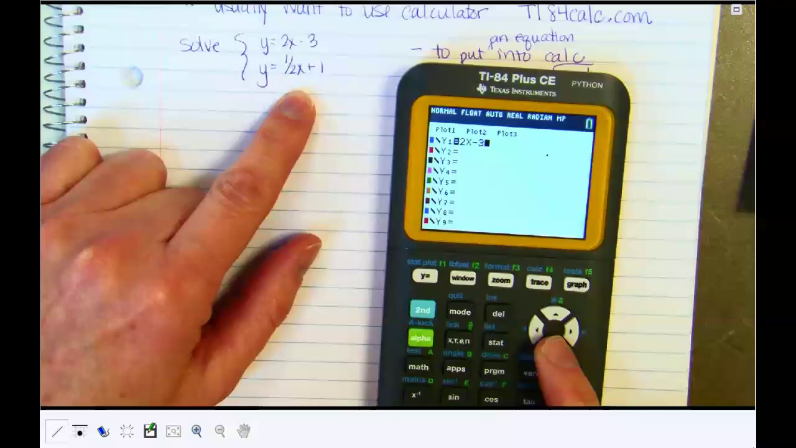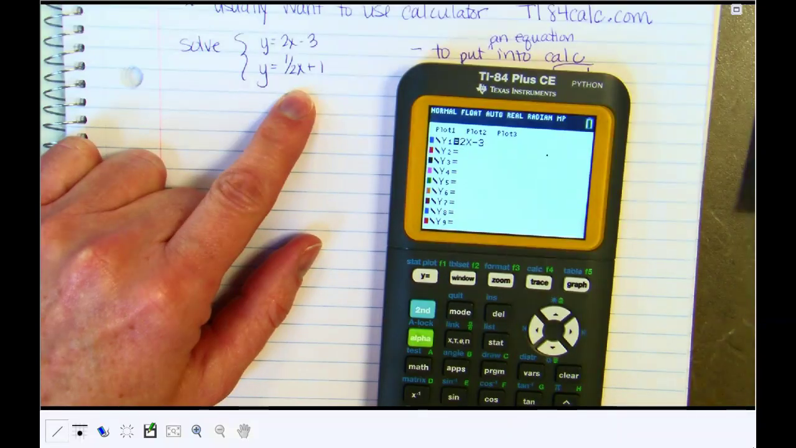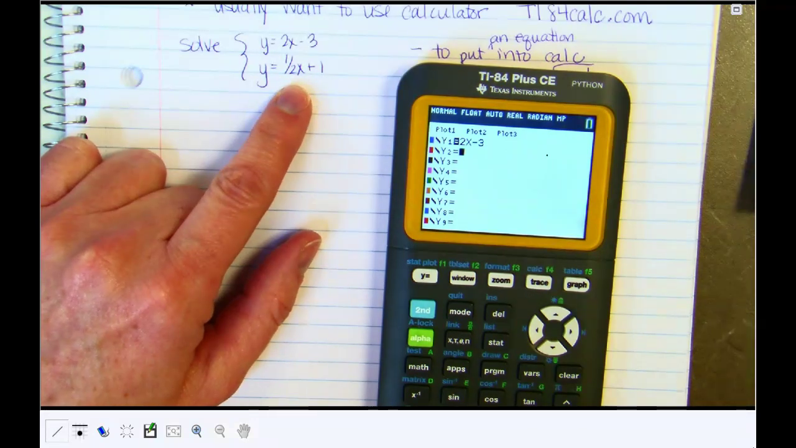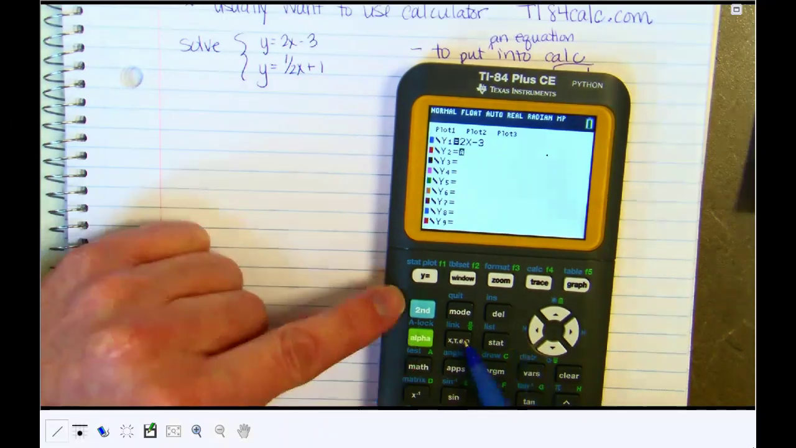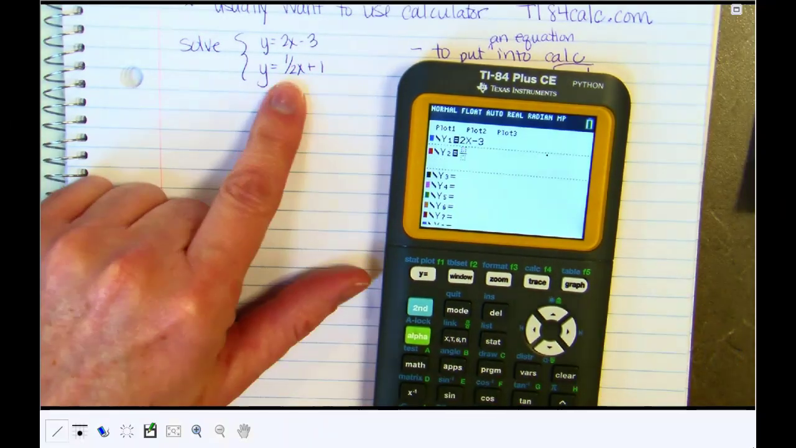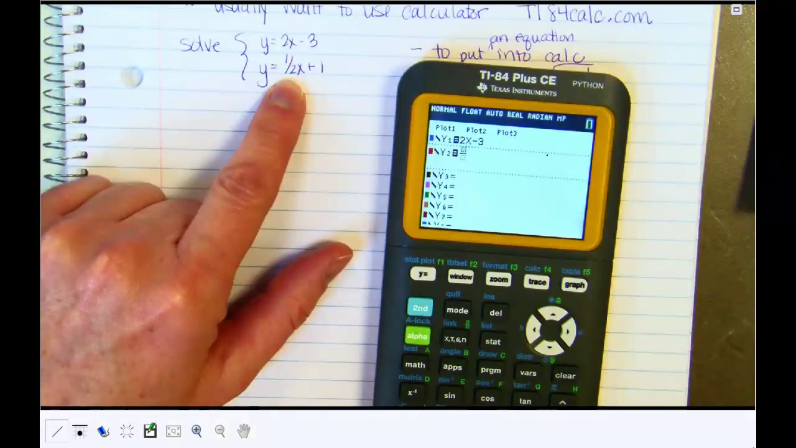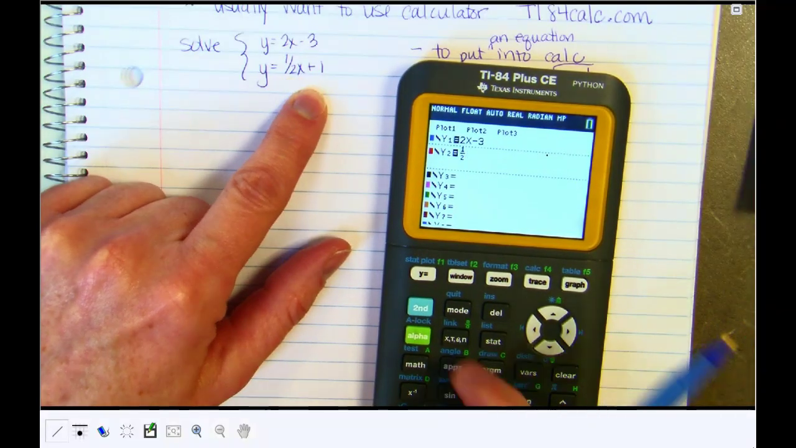Okay, now we've got to put in the other one. So go down because you're going to use the second equation there. I'm not going to put that in your little notes thing because you have a brain and you can use it. Okay, we're going to do 1/2 x. So how do you get a fraction? Do you remember? Alpha and then the x being 0. Yep, alpha and then the same guy, right? There's your fraction. So 1/2, and then put your x on again, plus 1.